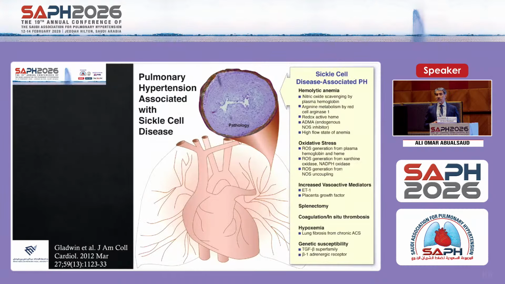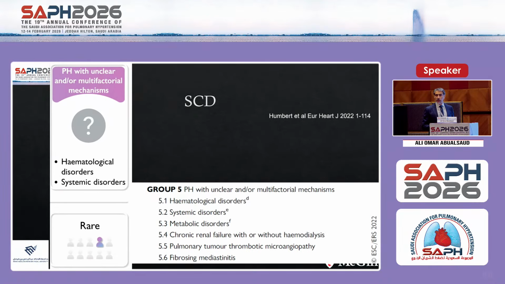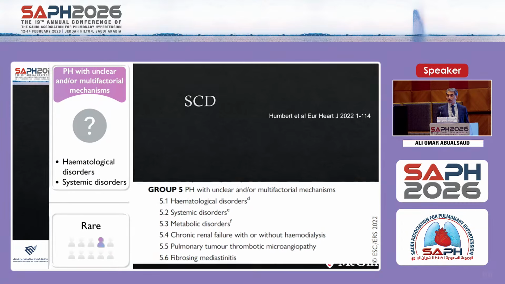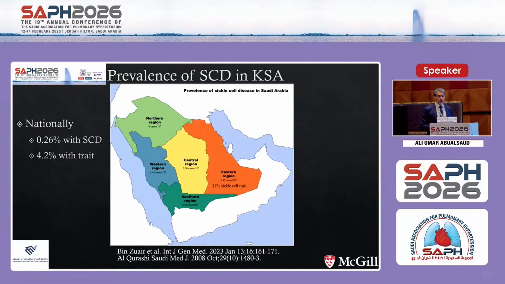But the mechanism of sickle cell and PH is way more complex, and I won't go into details, as there are much better people talking about this than me. There's the hemolysis itself, oxidative stress, increased vasoreactive mediators, splenectomy or autosplenectomy, coagulation, which might be either thromboembolic or in situ, the hypoxia they get, and probably some genetic susceptibility. It was historically considered group 1, then moved to group 5 PH, unless there is chronic thromboembolism, then it becomes group 4.